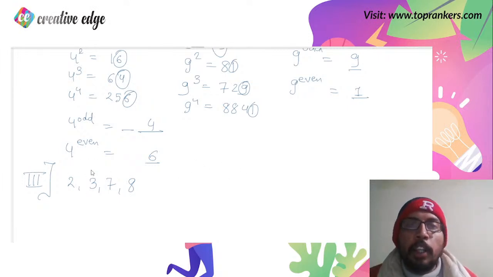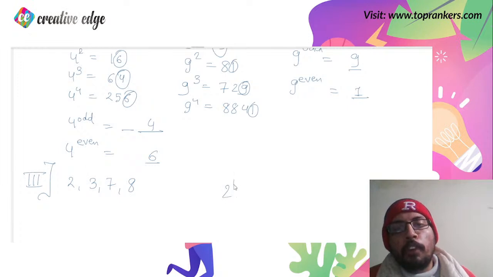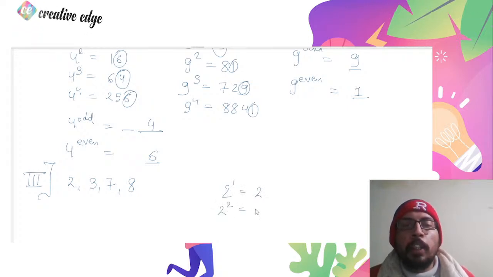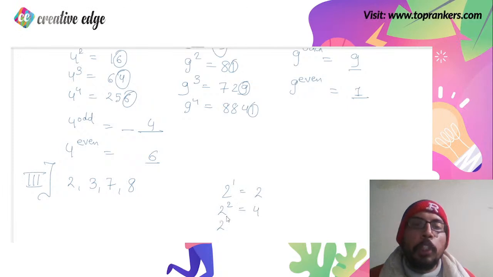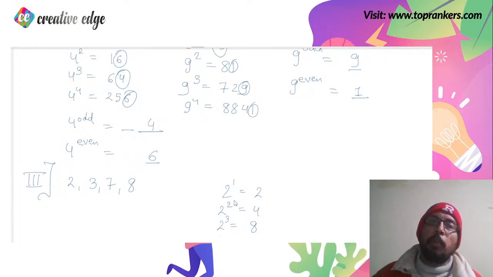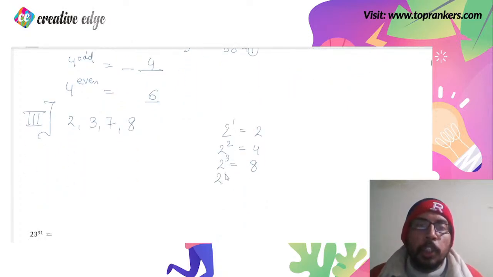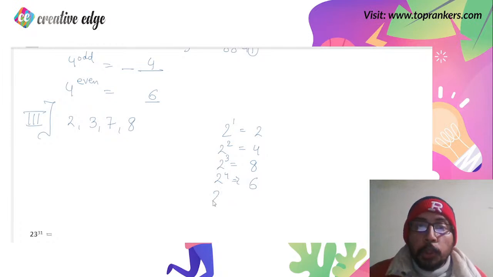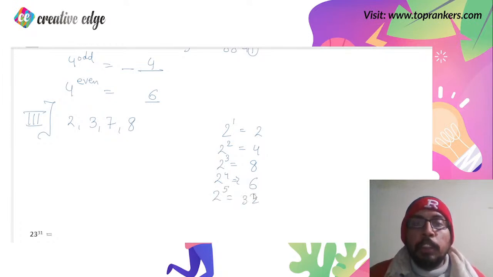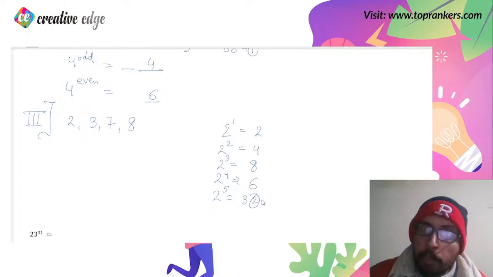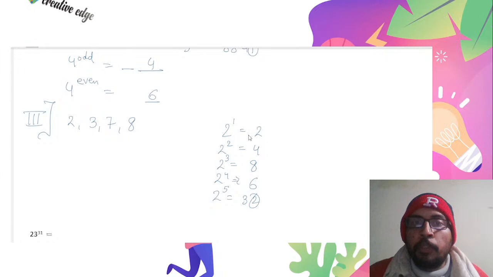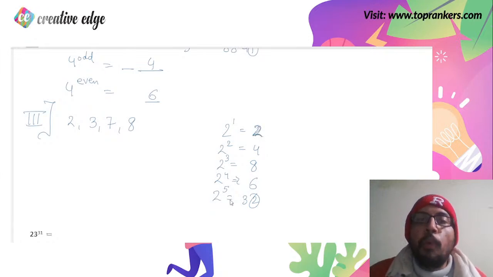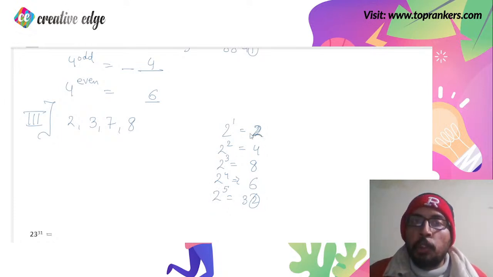Now, the reason I put them into the third category is because, let us say I do 2 raised to the power 1, I will be getting 2 at the unit place. If I do 2 raised to the power 2, I will be getting 4. If I do 2 raised to the power 3, I will be getting 8. If I do 2 raised to the power 4, I will be getting 16, that is 6 at the unit place. When I do 2 raised to the power 5, I again get 32. That means I again reach the same number where I had started from, that is 2. So after every fourth power, I am getting the same number which I got in 2 raised to the power 1.